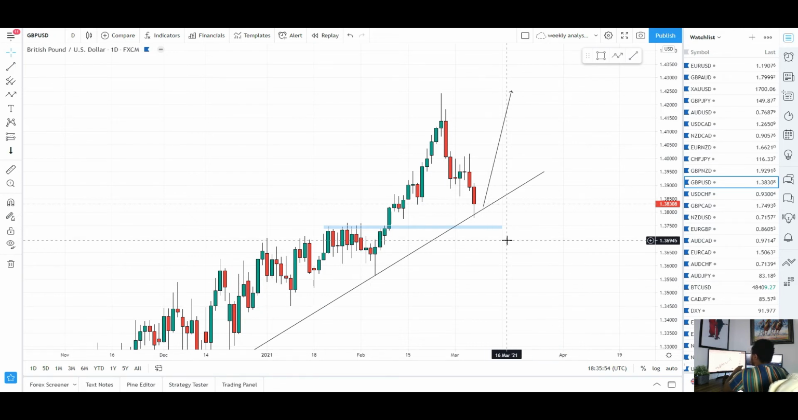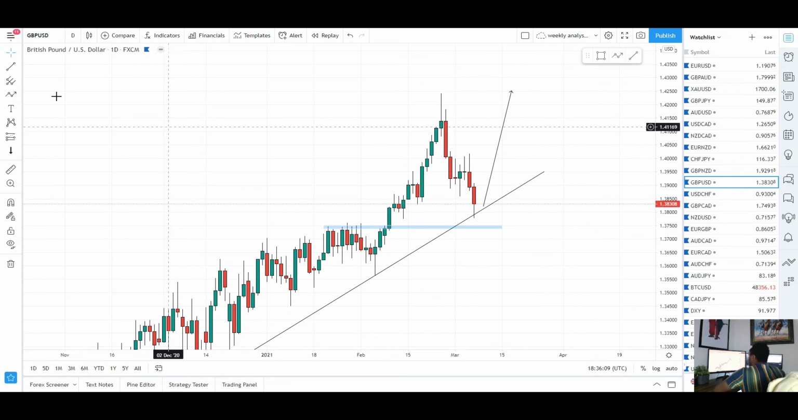If we do break through this trend line and hold as resistance, then yeah, we could be seeing a bigger push to the downside for GBPUSD. But right now we are holding above it, so we can be expecting to see further continuation to the upside for GBPUSD if you do hold onto this trend line here.